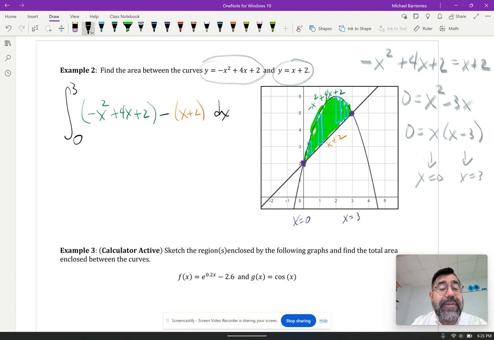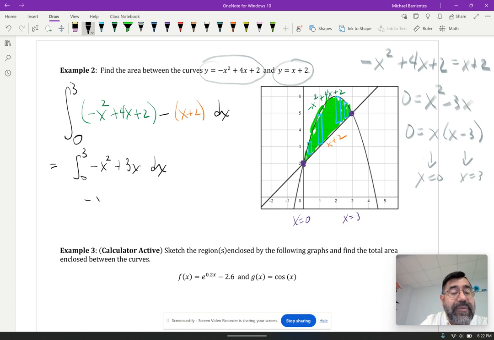Now we're going to take the antiderivative, just to practice the first part of the fundamental theorem. By the way, I can reduce this a little bit more. This would be negative x squared, 4x minus 1x, that's 3x, and positive 2 minus 2, that's 0. So I'm left with this, and this is what I'm going to find the antiderivative of. This is a 3, by the way, plus 3x squared over 2. And we're going to evaluate that at 0 and 3.